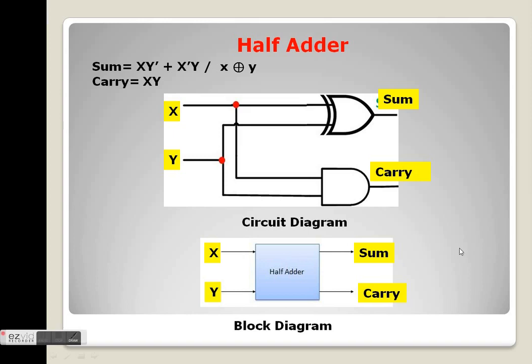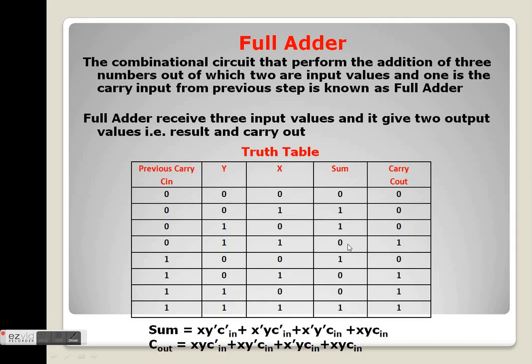For example, it was not capable to find the sum of the inputs 1, 1 and the previous carry 1. Okay, now to find the sum of the previous carry along with the inputs, we need another circuit, and that circuit is known as full adder. Students, full adder is the combinational circuit that performs the addition of three numbers, out of which two are the input values and one is the carry input from the previous step.